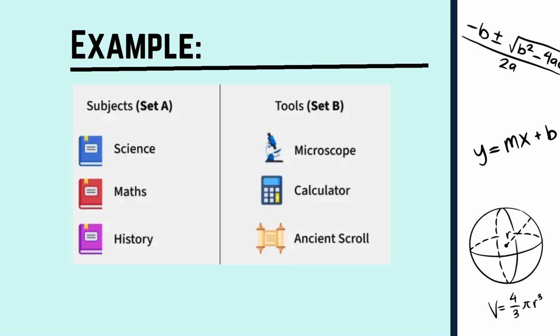Here is a simple example to understand the relation. Let's say we have set A as subject and set B as tools. In subject we have science, maths and history, and in tools we have microscope, calculator and ancient scroll. So microscope is used in subject science, calculator is used in subject maths, and ancient scroll is used in history.